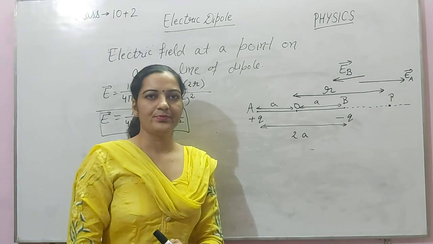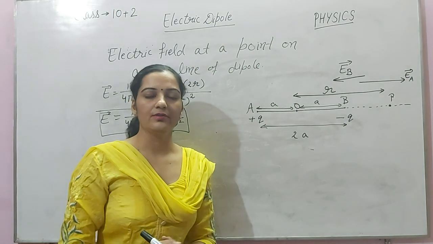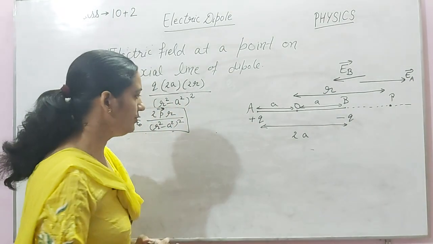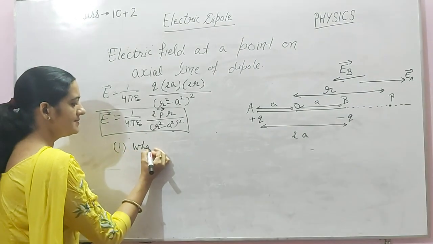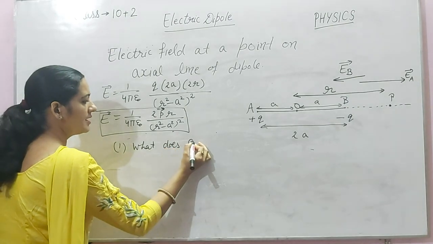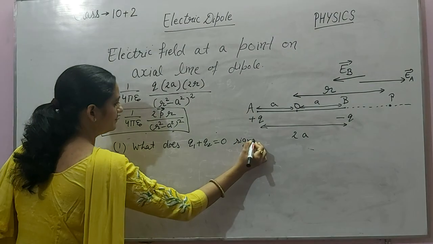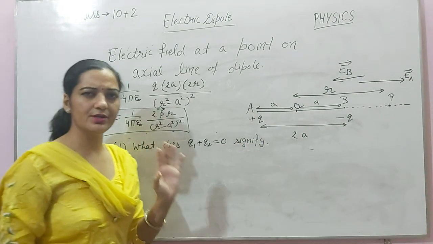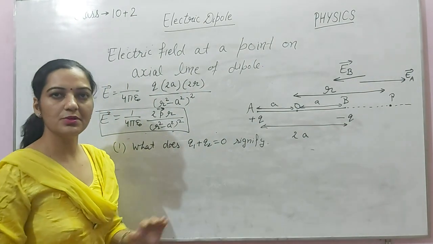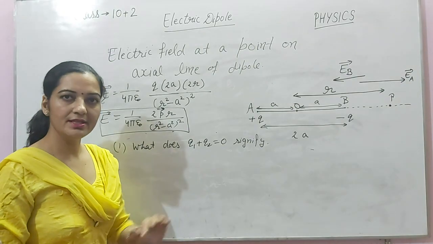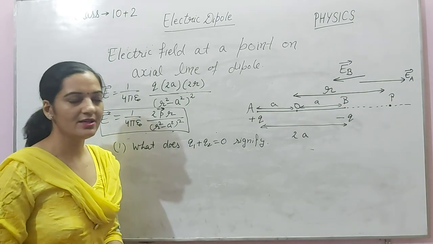Now what are the questions based on this article? First of all, just try to solve them, otherwise I will send the next video. Number 1, what does Q1 plus Q2 is equal to 0 signify? This is a very important question and carries only 1 mark. Q1 plus Q2 is equal to 0. It means Q1 is equal to minus Q2. Equal and opposite charges. Now you have to answer what this is.